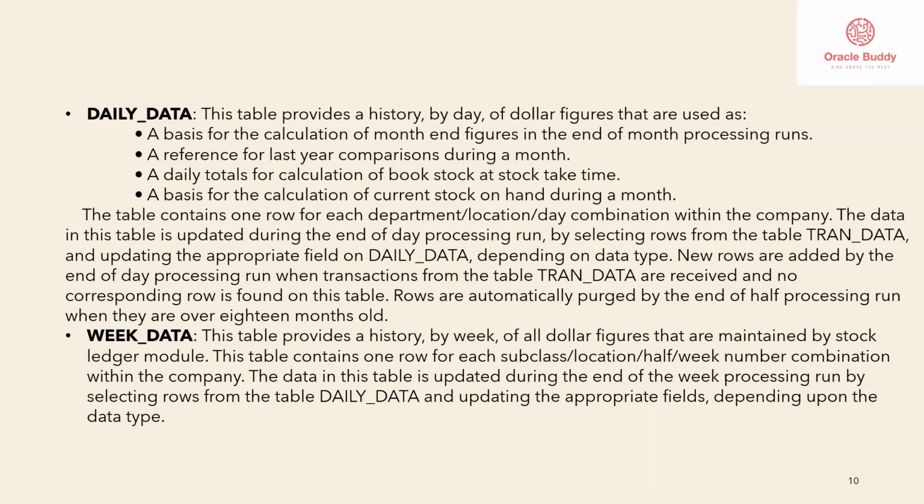Week data. This table provides the history by week of the dollar figures that are maintained by the stock ledger modules. The table contains one row for each subclass, location, half, week number combination within the company. The data in the table is updated during the end of week processing run by selecting rows from the daily data table and updating the appropriate field depending upon the data type.